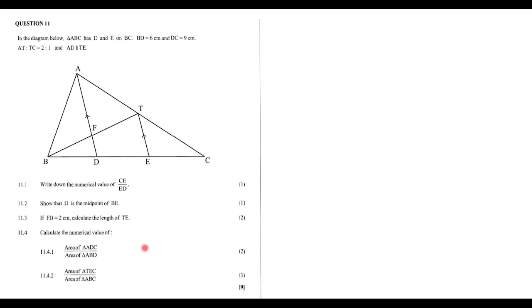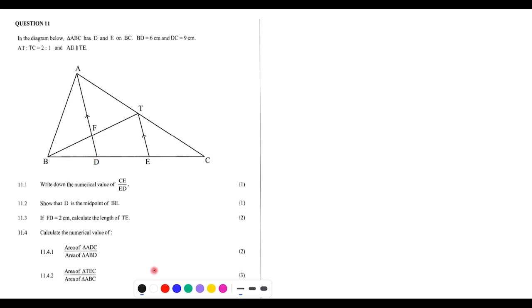Right. Now before we go to your question, it is very important you first understand the instructions that you're given there. Here we are given the lengths of BD and DC and also a ratio of AT and TC. So first things first, we're told that BD is 6 centimeters, so I'm going to write it there. I know that the length of BD is 6 centimeters.